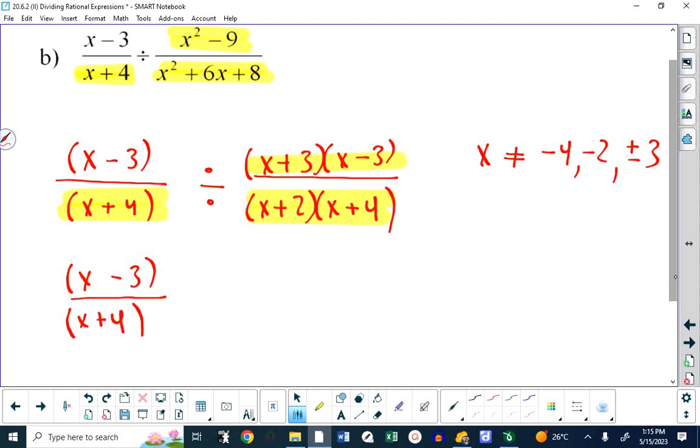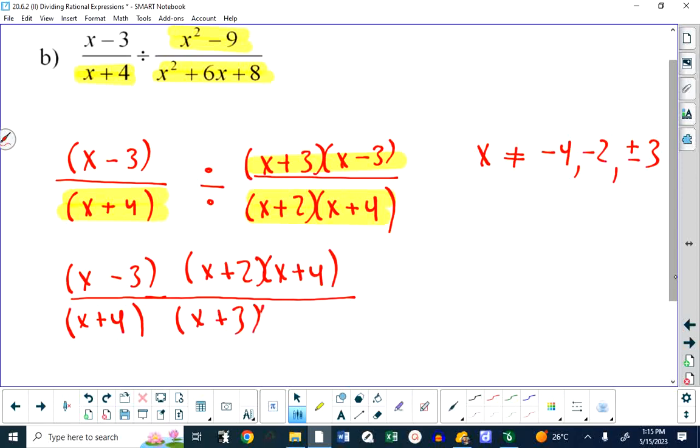By the way, some of you might be tempted to start canceling up here, anticipating what's going to happen when you flip over. Don't do that. And then we have times, why not just put one fraction, x plus 2, x plus 4, over x plus 3, x minus 3. Could we have flipped it over and then done the non-permissible values? Yes. But just be careful that you are sure what was an original numerator, because usually when you flip it over, you put it together as one thing, right?